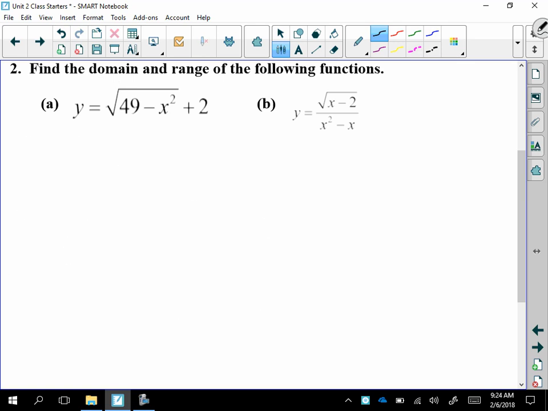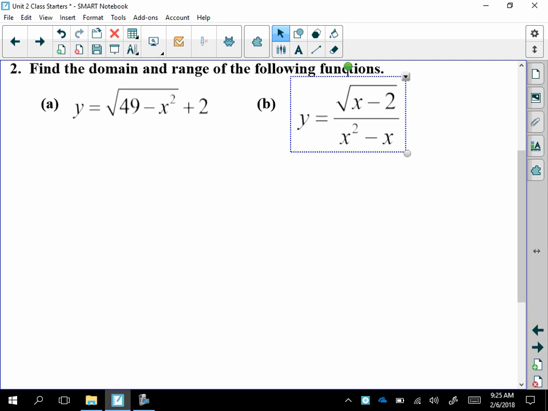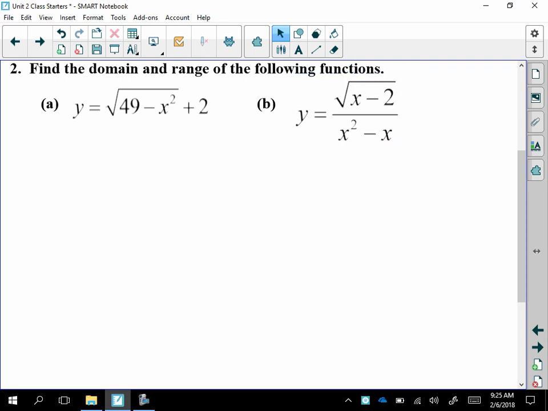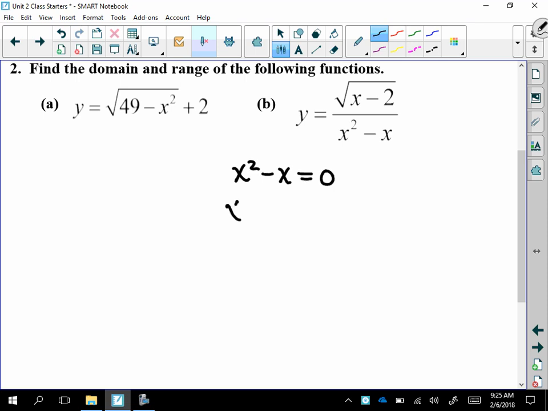All right, part B asks us to find the domain and range as well. The domain of this one is a little bit tricky because when we're looking for domain, we're looking for denominators and we're looking for even roots. And what do we have in this case? Both, right? We have a denominator of x squared minus x, and since that's in the denominator, we want to see when it equals 0. When I factor, what do you get for x? 0 and 1. So x cannot equal 0 or 1.